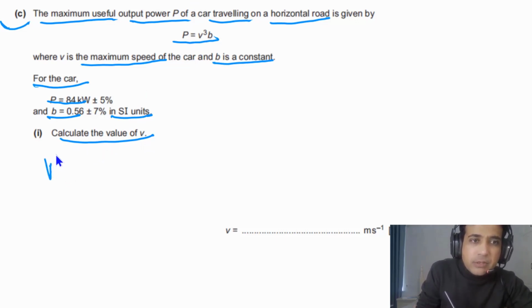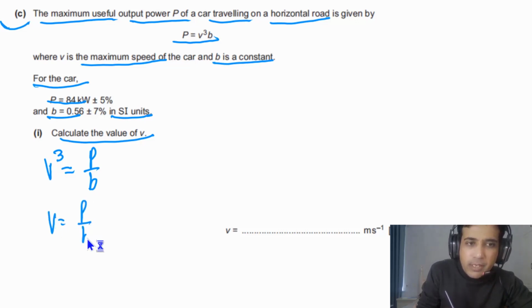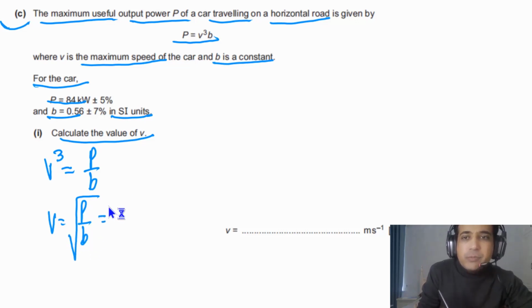So we can say V cube is equal to P divided by P. As we need to calculate the value of V, we need to take the cube root on both sides. So simply we can take the cube root on both sides. Now simply we need to plug in values.